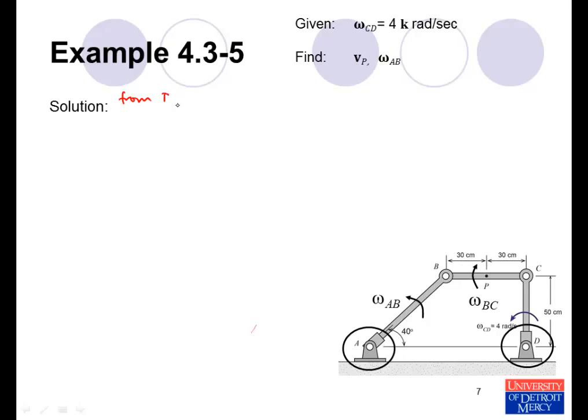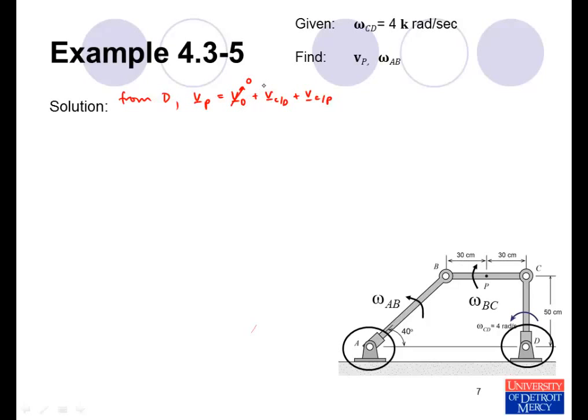So beginning from point D, we can find an expression for the velocity of point P. We start from point D, and from there we can find the velocity of C relative to D. And from C, we can find the velocity of P relative to C. Okay. So that gives us our basic relative motion equation.